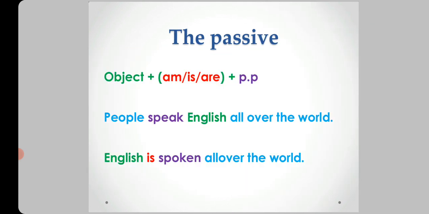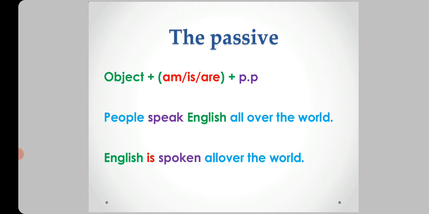What about the passive form from the present simple tense? There is a rule in this case. We have the object at the beginning of the sentence plus am or is or are plus past participle. For example, people speak English all over the world. So we have people is a subject, speak is a verb, English is the object.